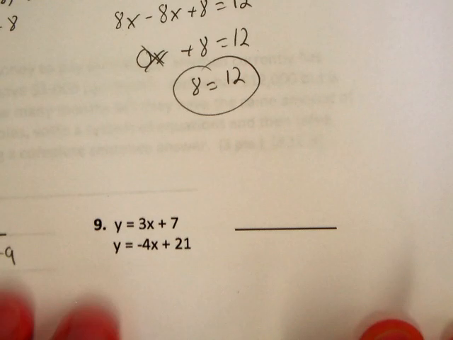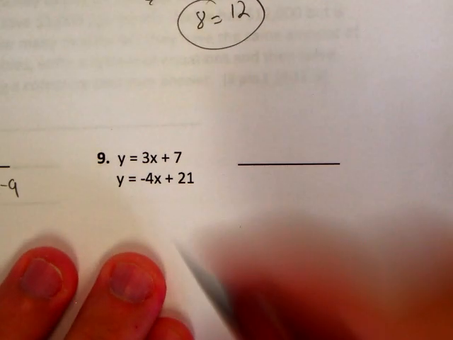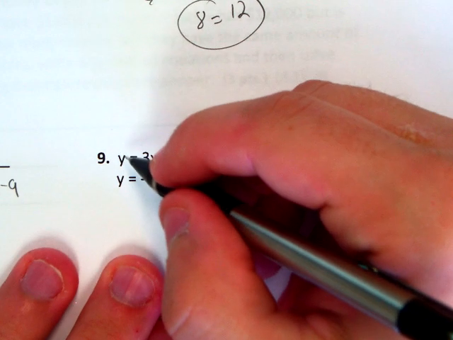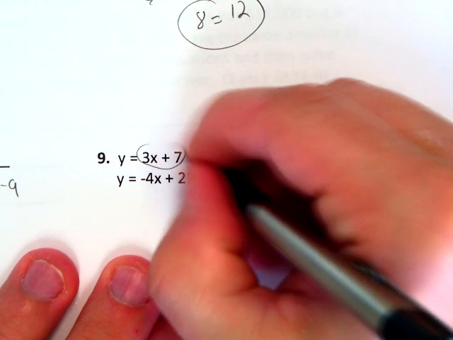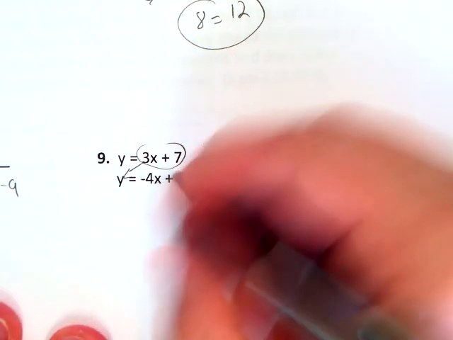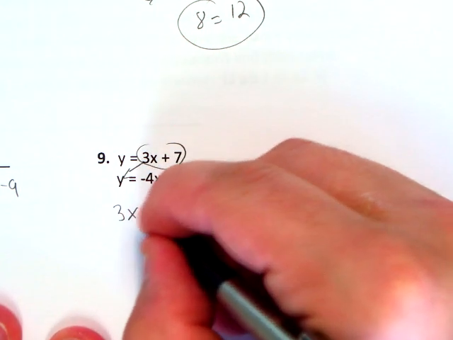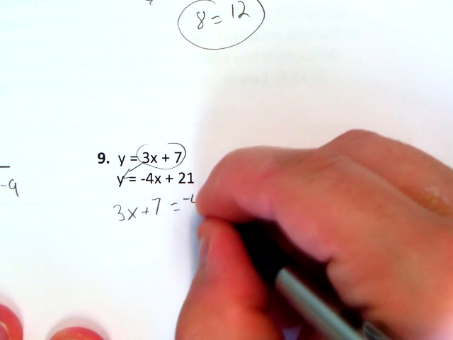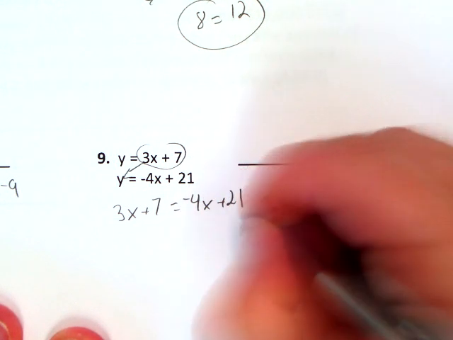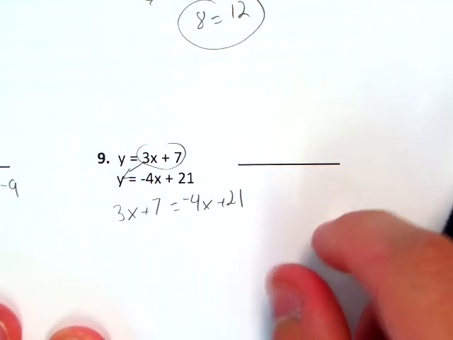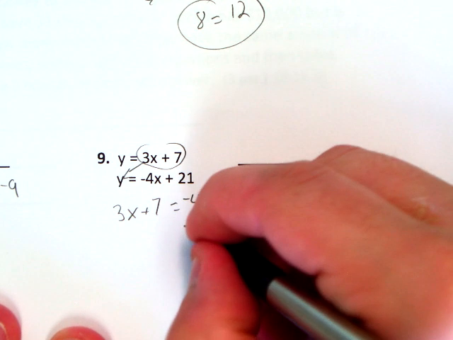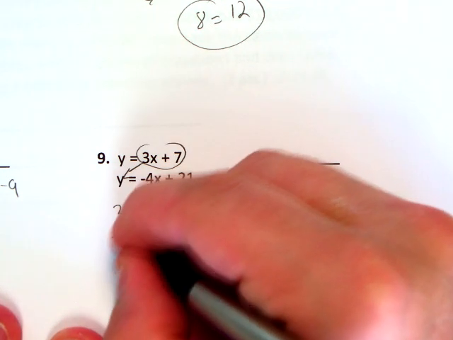And then the last question on this page, number 9. This is a wonderful one for substitution because I have both of them as y equals. So I'm going to take this here and put it there. So I have 3x plus 7 equals negative 4x plus 21. All my x terms on one side, so I'm going to add 4x to both sides.